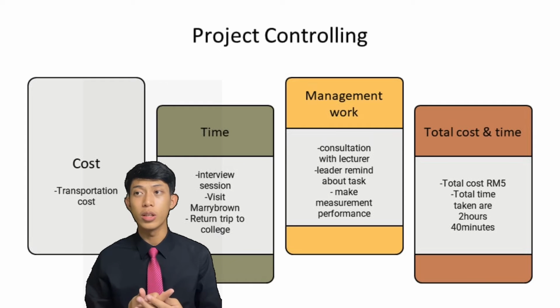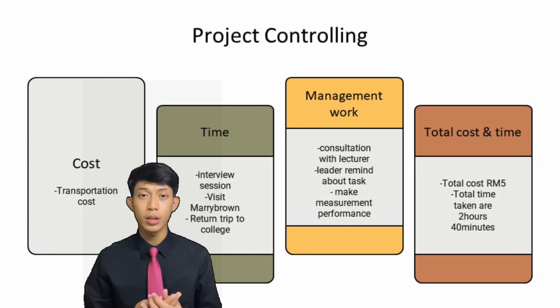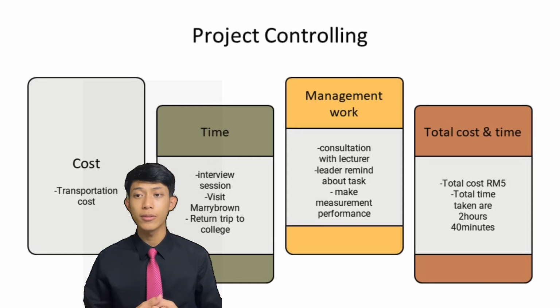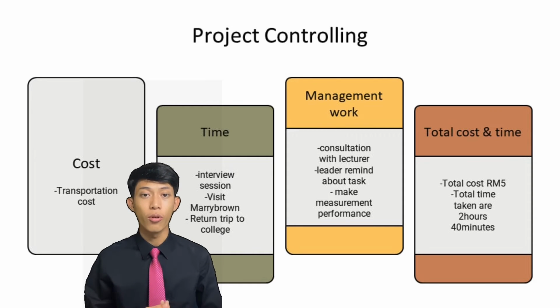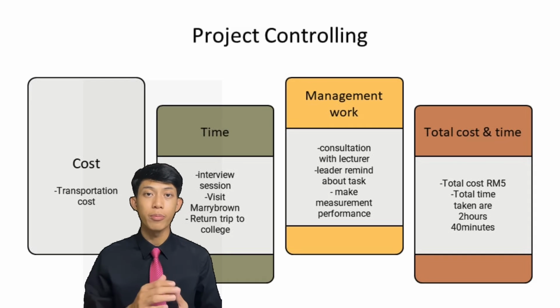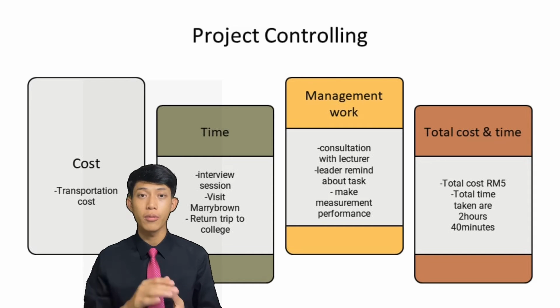And the second point is time. We set a time to complete the interview session, at least 1 hour, and we finished doing that at 4:30 p.m. We also made preparation in terms of the questions that would be asked to the Mary Brown manager. And for visiting Mary Brown, we only took about 10 minutes to arrive at the destination, and we left at 2:50 p.m. and arrived at 3 p.m. And for the return trip to the college, we scheduled to return at 5 p.m. and arrive at the college at 5:10 p.m.